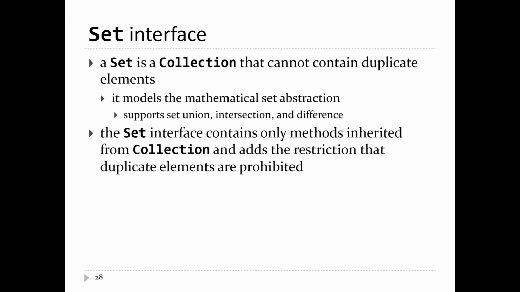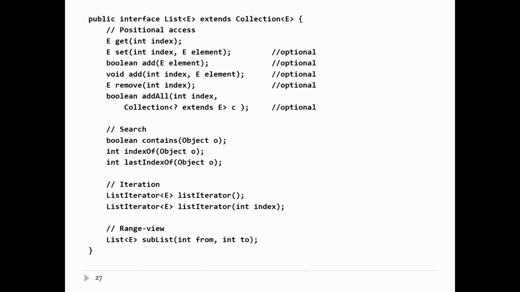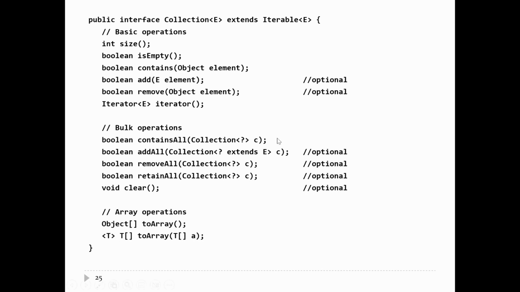So set is the collection that doesn't contain duplicate elements. The interesting thing about set is that it only contains the methods that are in collection, and then it changes the way that those methods behave. So it adds the restriction that you can't put duplicate elements into the collection. I'm not showing you the set interface because it is exactly the same as the collection interface.